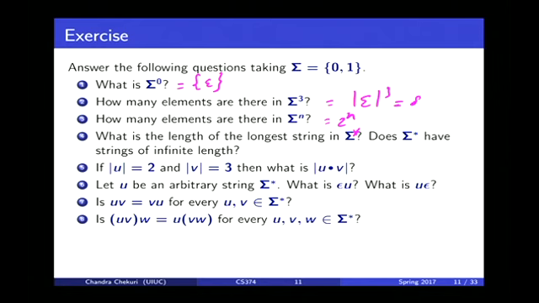If there is a string u of length 2 and v of length 3, then what is the length of the concatenation? 5. Let u be an arbitrary string in sigma star. What is epsilon u? What is u epsilon? Is uv equal to vu for every u, v belonging to sigma star? No. What about the next one? Yes, because concatenation is associative.